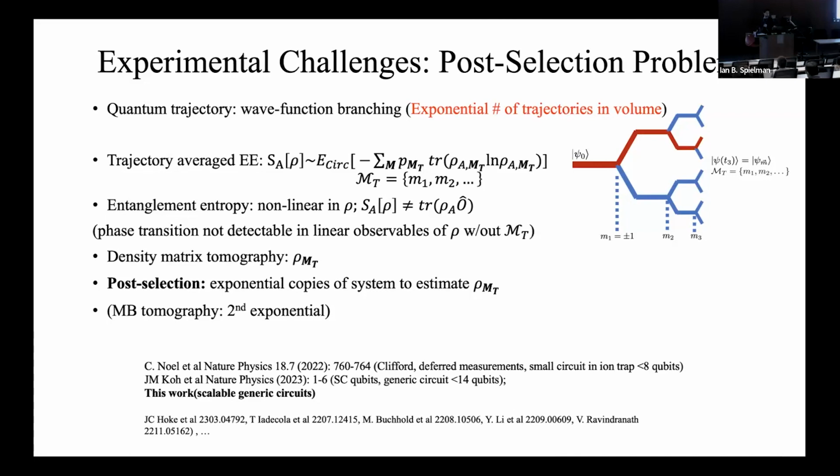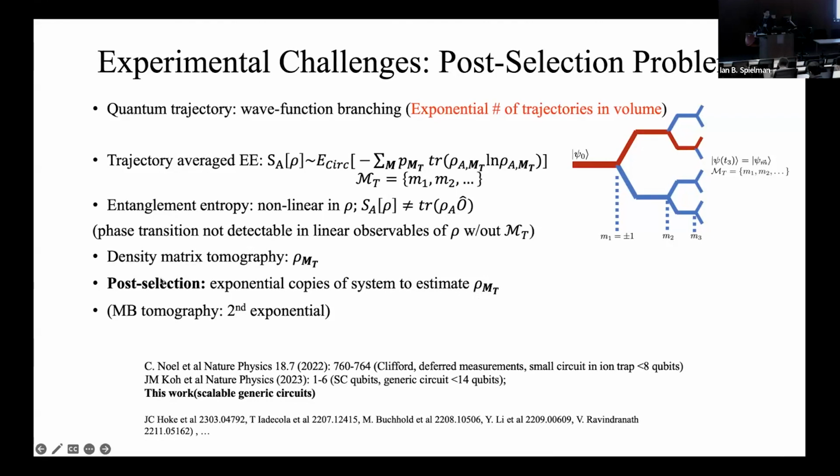However, as we mentioned before, when we repeat this experiment, we have no control over which trajectory we end up with. These branchings are random. So the problem is that if we want to have multiple copies of this wave function with the same trajectory, we need to repeat the experiment exponentially many times, so that we make sure we have the same trajectory repeated in our experiment.